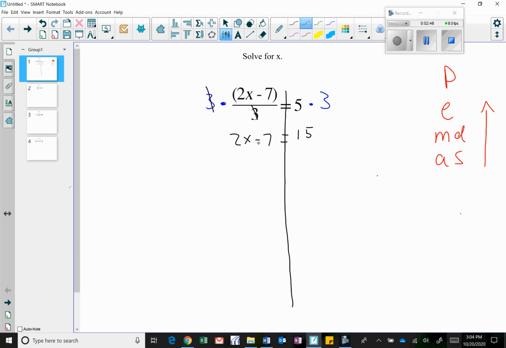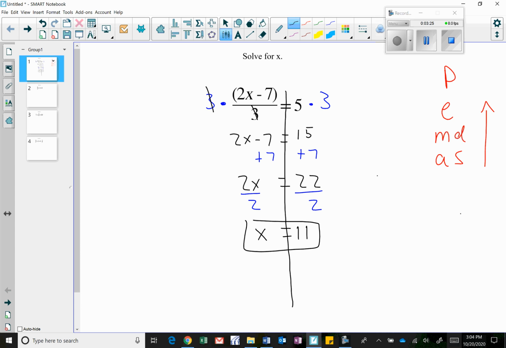So I'm going to move this minus 7 to the other side by simply adding 7. And when I add 7 to both sides, I'll get 2x equals 22. And then after addition and subtraction, I have multiplication and division. So this is 2 times x here, and to undo the multiplication, I'm going to divide by 2. And I see that x equals 22 divided by 2 is 11.